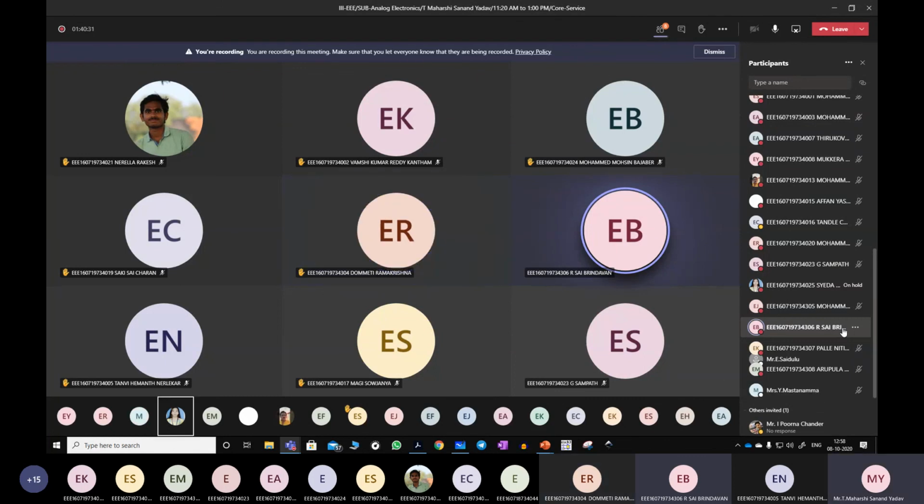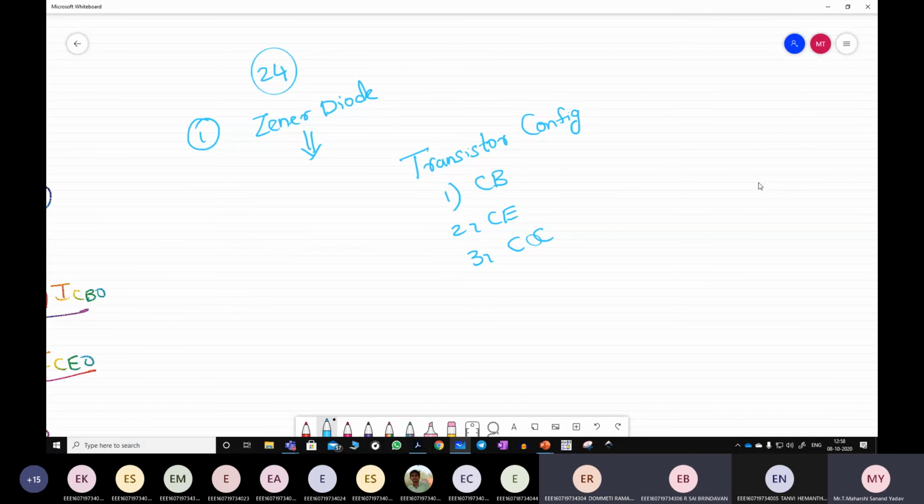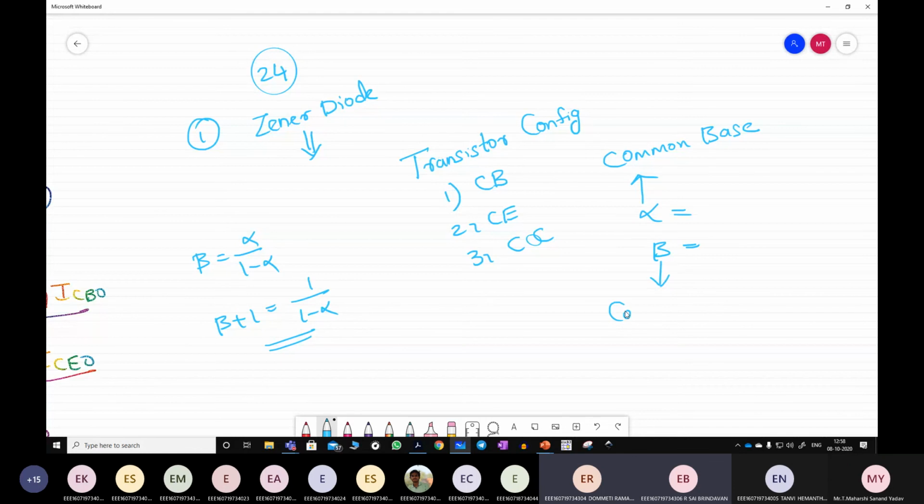I have also learned about the configurations alpha, beta, and gamma, sir, respectively. What is the relationship between alpha and beta? Beta equals alpha by 1 minus alpha, and beta plus 1 equals 1 by 1 minus alpha. Can you explain what is alpha and what is beta? Alpha is for common base, sir. Beta is for the common emitter.